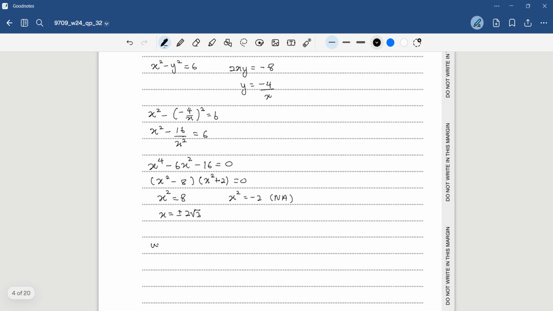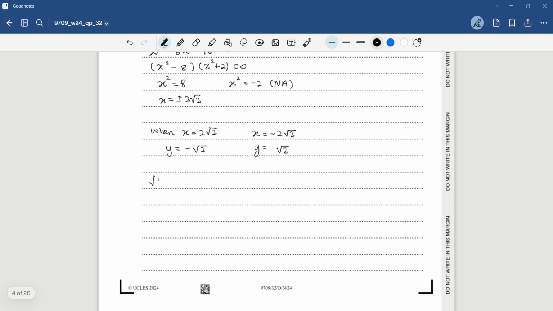Okay. So when x equals 2 root 2, my y is equivalent to negative root 2. You can calculate. When my x equals negative 2 root 2, my y will be positive root 2. Therefore, the square root of 6 minus 8i will be plus or minus (2 root 2 minus root 2 i). Okay, so this means when x is positive, y is negative. When x is negative, y is positive.